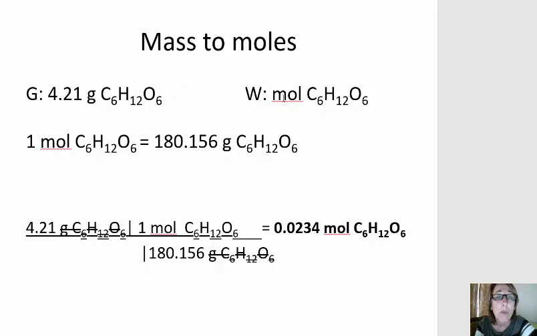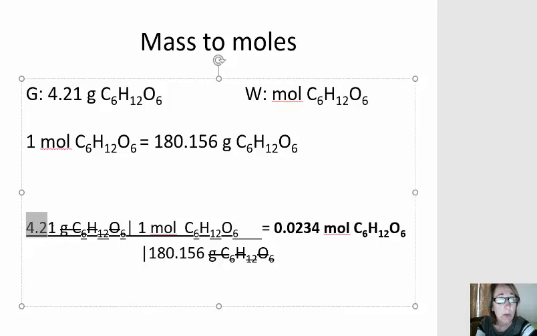And then we want moles of glucose in the first part of the problem. So the conversion factor is the molar mass. 1 mole of glucose is equal to 180.156 grams of glucose. And then we take what we're converting from, that's what we begin with, 4.21 grams of glucose, and we multiply it by this conversion factor in ratio form such that the units that we're trying to cancel out, which is grams, go in the denominator. So the 180.156 grams of glucose goes in the denominator and 1 mole of glucose goes in the numerator.